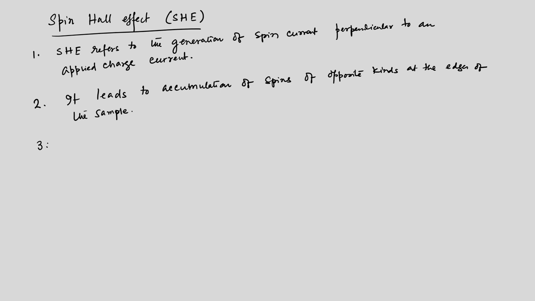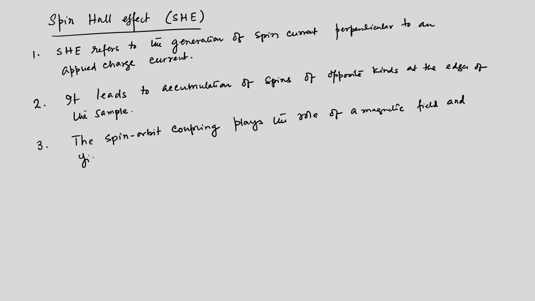So as I said, there is no requirement of a magnetic field, so the spin orbit coupling yields spin selection. That is how the up and down spins understand that they have to move to the opposite edges of the sample, and that's dictated by spin orbit coupling.